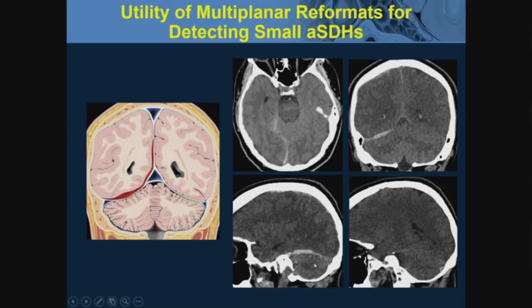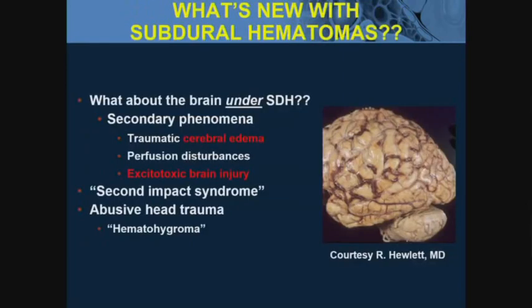Note that on the sagittal reformatted scan, your normal tentorium, the dura of the tentorium, is going to appear slightly denser than the adjacent brain, but it's going to be thin. It's a thin white line. Anything more than a thin white line is a peritentorial subdural hematoma. So what else is new besides the use of reformatted scans?